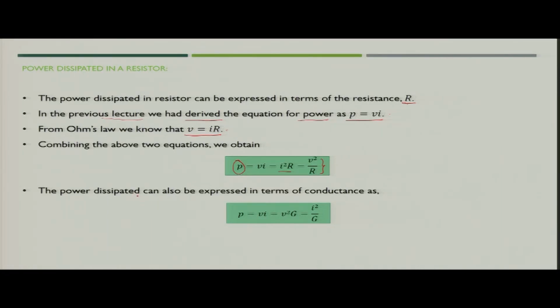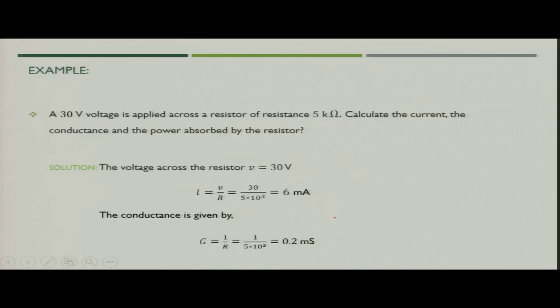Alternatively, the power dissipated can also be expressed in terms of conductance. So, wherever you see R, you just replace R with 1 by G, you will get the value of power P in terms of conductance. So, in this case the power P, that is V I, is equal to V square G or I square by G.